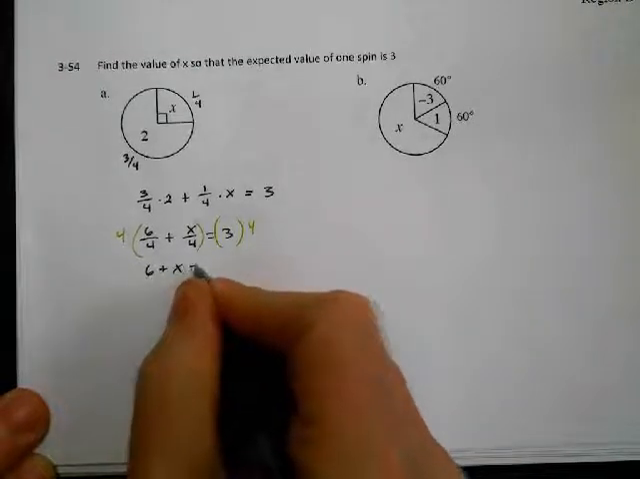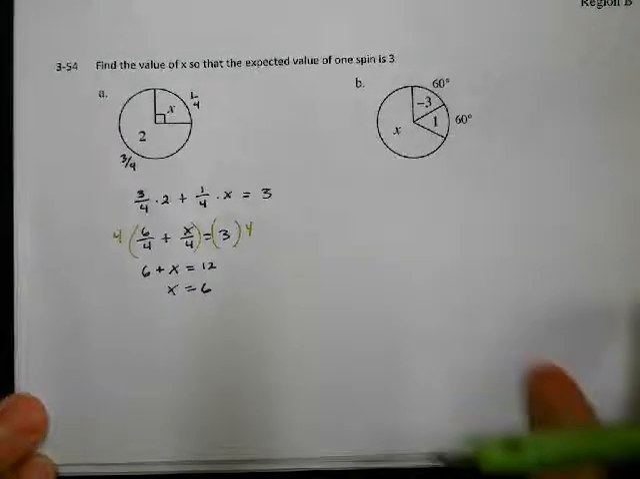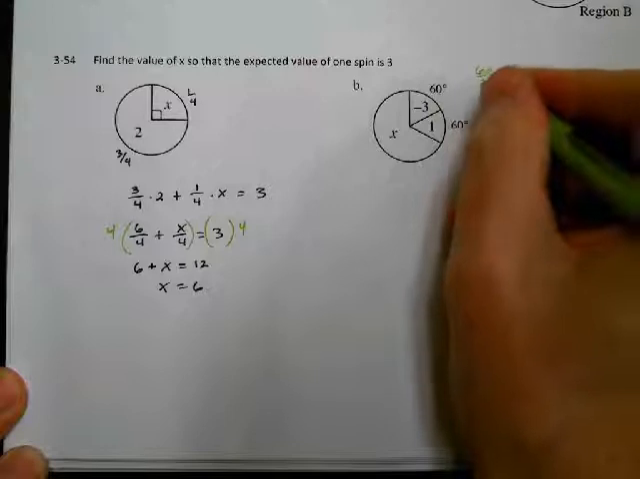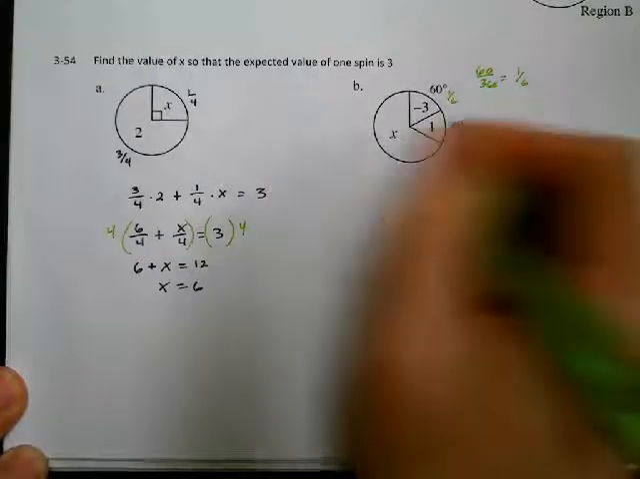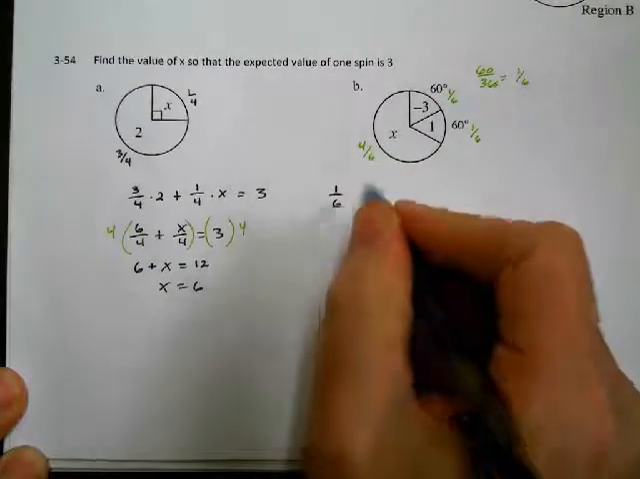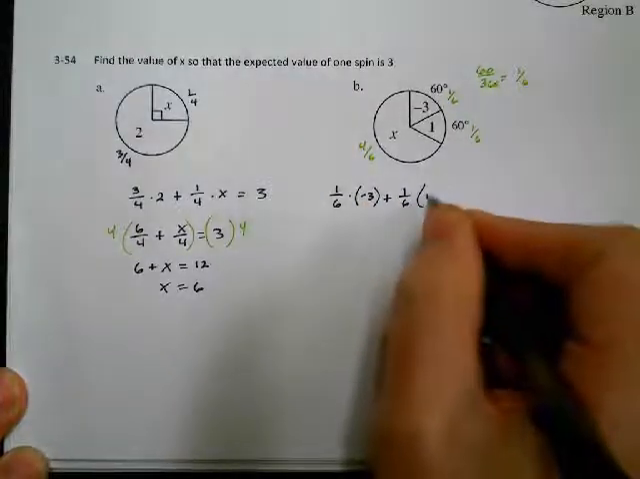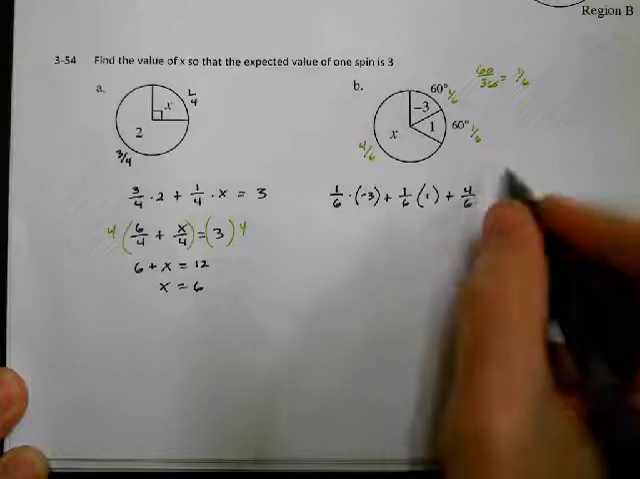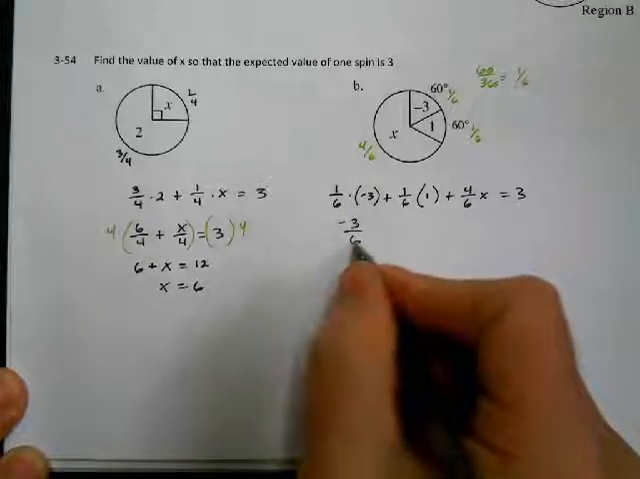That was beautiful. For this one, if this is 60 and this is 60, 60 out of 360 is 1/6. So this is 1/6, 1/6. So this must be 4/6 over here. So for this one, I would say 1/6 times -3 plus 1/6 times 1 plus 4/6 times x equals 3. So this would be -3 over 6, 1 over 6, and 4x over 6 equals 3.